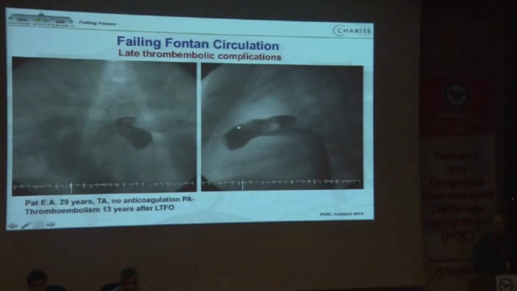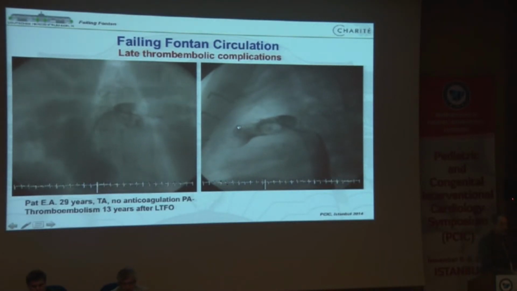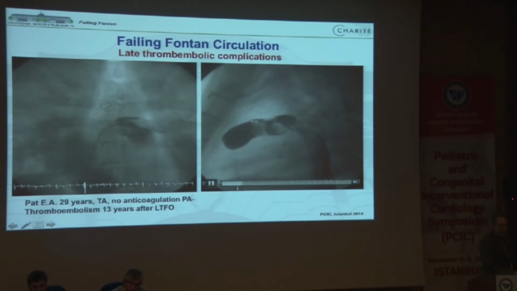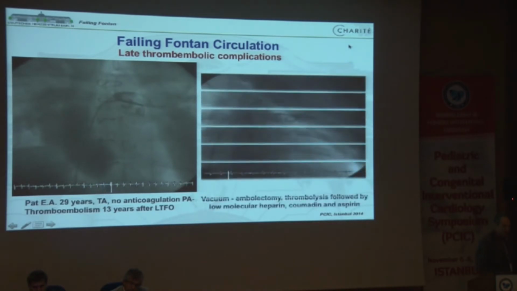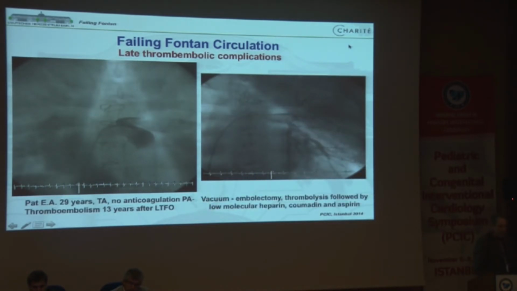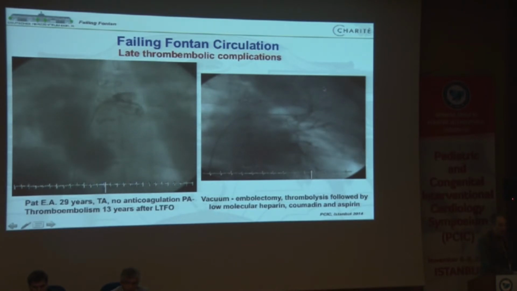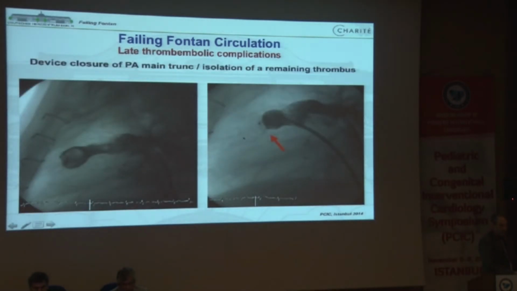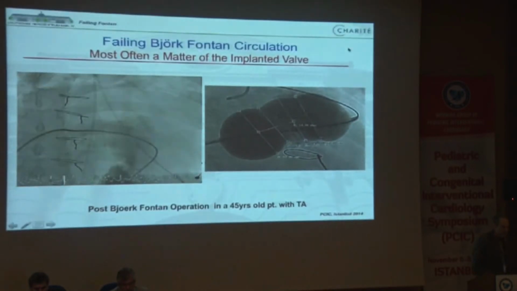And here is a patient, what you can see here, who developed a total thrombotic occlusion, a pulmonary embolism of the whole left lung, and came in a very severe clinical situation to the clinic. Here you see the thrombotic formations within the whole pulmonary stump here, and could be treated by vacuum embolectomy with a large sheath and a thrombolysis followed by low molecular heparin, coumadin, and aspirin. But in this situation, it was very important to exclude the remaining pulmonary stump, which was done with an occluder implantation at the part to the remaining sac of the pulmonary artery.